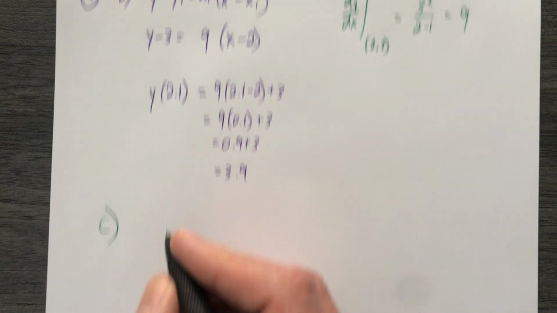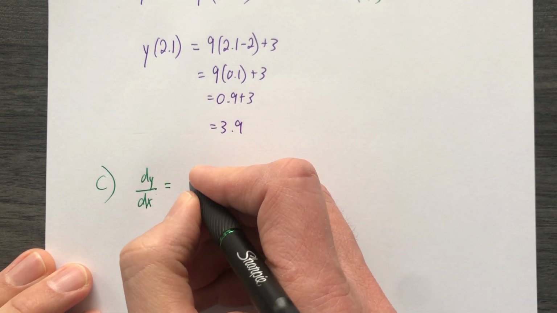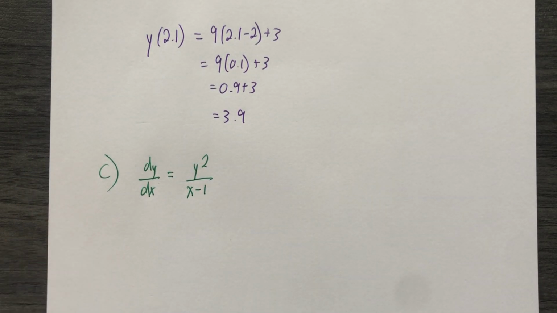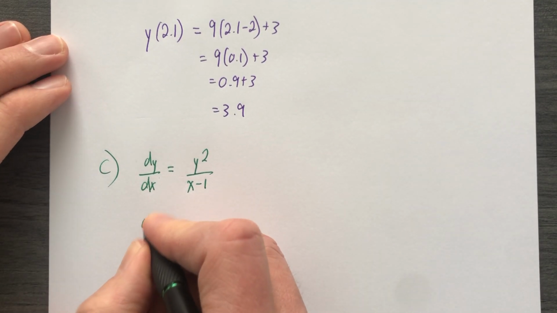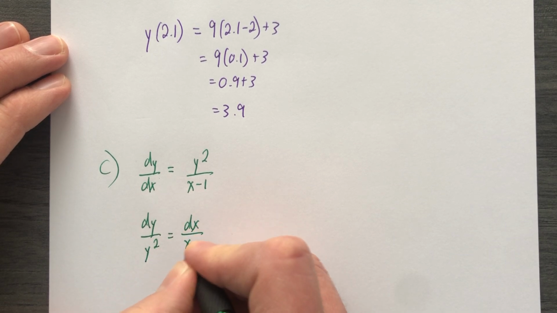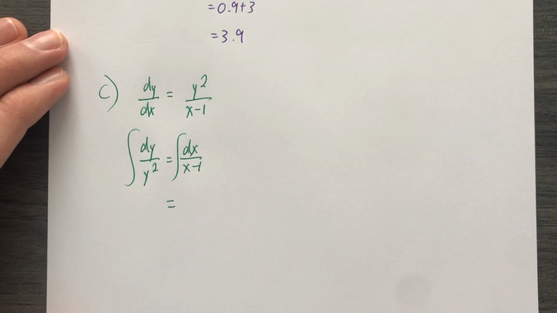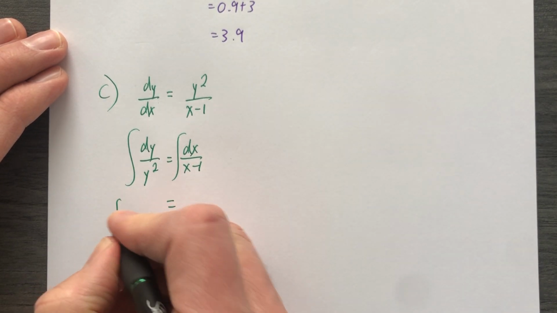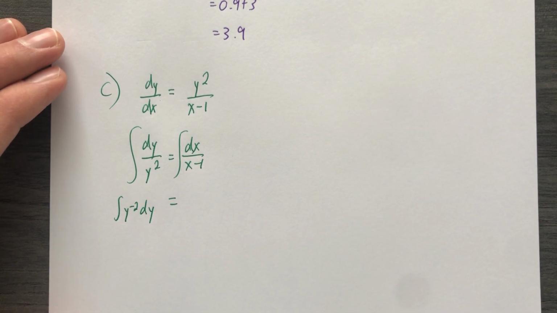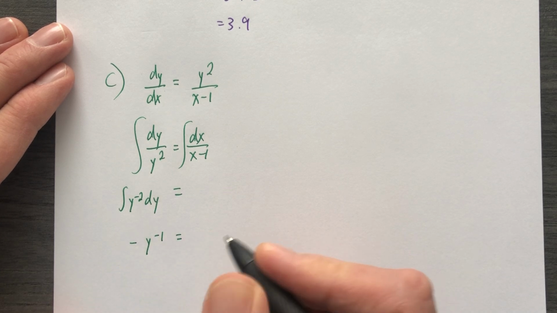So let's write this out. dy over dx equals y squared over x minus 1. And we're going to cross multiply in a sense, and we're going to end up with dy over y squared equals dx over x minus 1, and we will integrate that. On the left side, it's the same as integrating y to the -2. Might be easier to take a step and just write it like that, and that means that we're going to have y to the -1, but it is indeed negative.